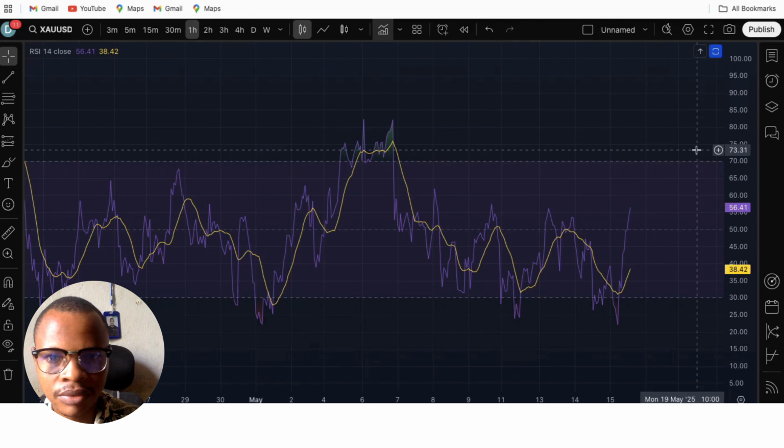Then the lower part, from 30 and below, is considered the oversold part. This is oversold, this is oversold, and this is oversold.